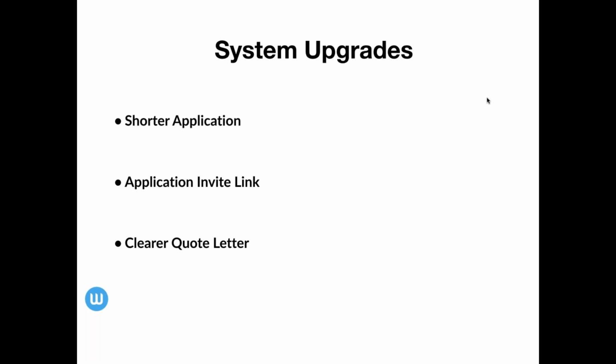So we talked about the shorter application. I also want to talk about a new, easier way that you guys can quote. I will show you how this works as soon as the presentation is done right here on our webinar. But we've created an application invitation link that is unique to each user in your agency. And you can put that on your website, in an email message, however you'd like to use that. You can send it anywhere you'd like.